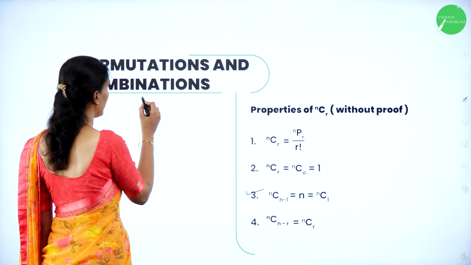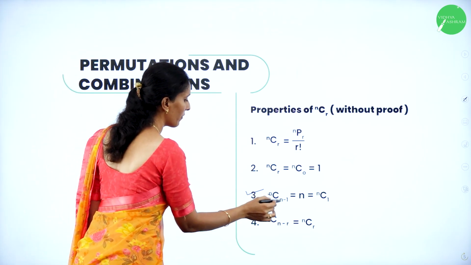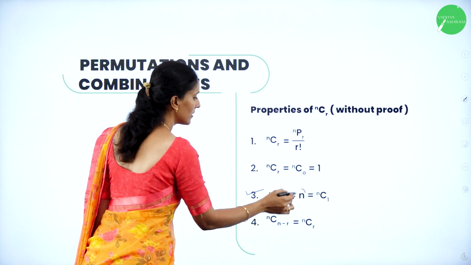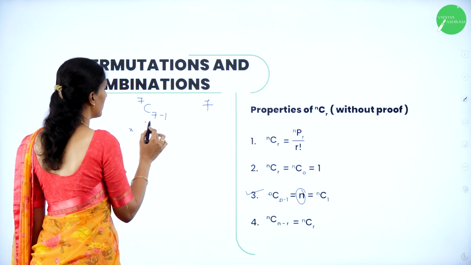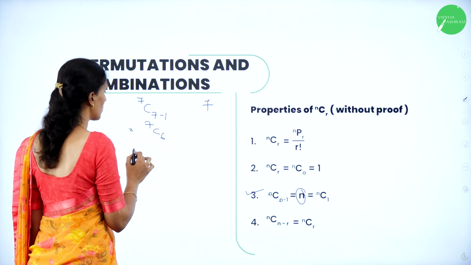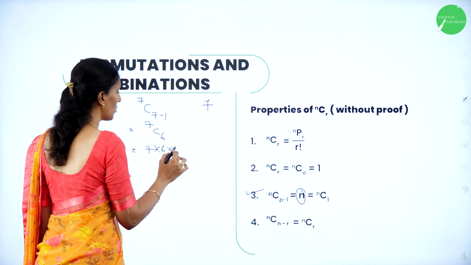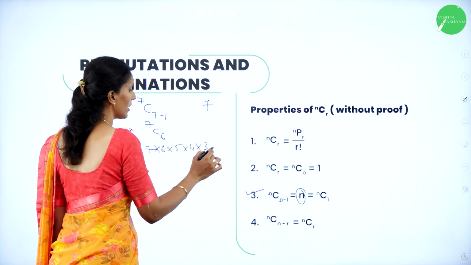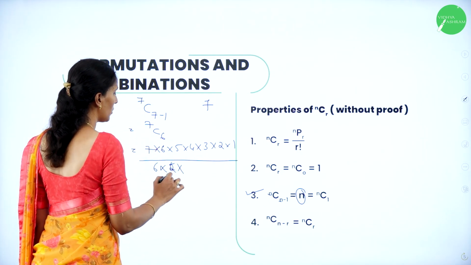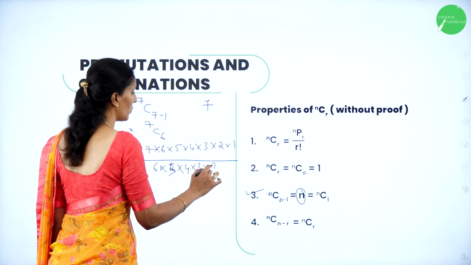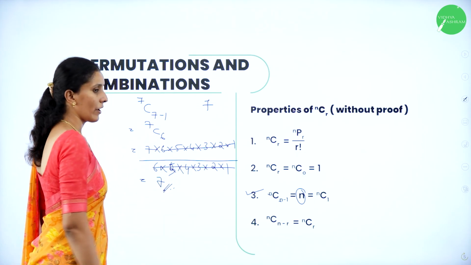So let me take an example now. 7C(7 minus 1). Just in the place of n, I have taken 7. What should I get? 7 only. So let me check, will I get 7 or not? So 7 minus 1 means 6. So how will we write? 7 factorial, that is 7 into 6 into 5 into 4 into 3 into 2 into 1 over 6 into 5 into 4 into 3 into 2 into 1. Just cancel this. So you will write 7. So you are getting the same 7.